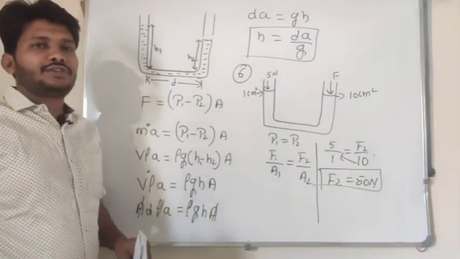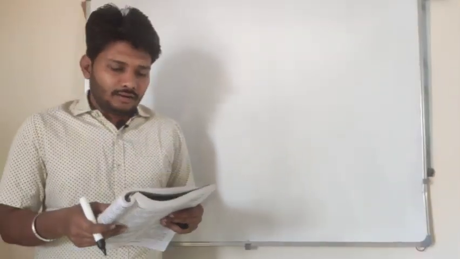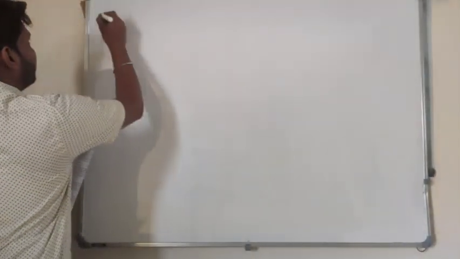So that's the pressure at the thin arm. Okay, so we'll solve the seventh question.